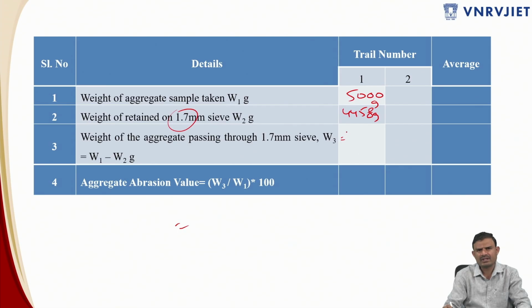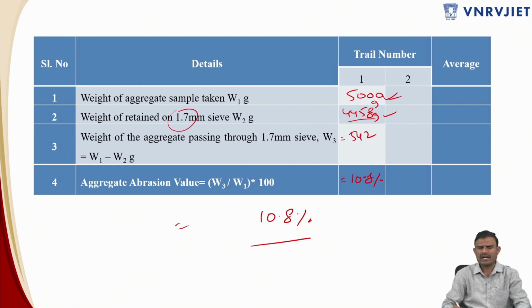So the difference of that gives the weight of the material passing through the 1.7 mm sieve, and this is the original weight we have taken. Therefore the weight of the material can indirectly be reported as this weight minus this weight, which is nothing but 542 grams. Then W3 by W1 is 10.8 percent. So this is the abrasion value. I am writing over here, 10.8 is the Los Angeles abrasion value for the aggregates we have taken.